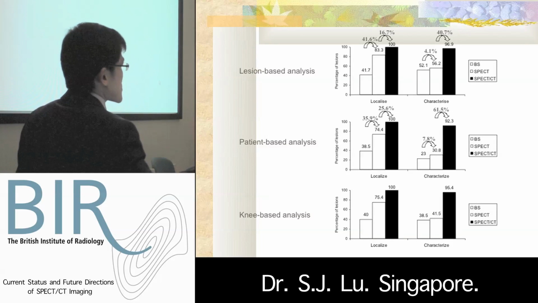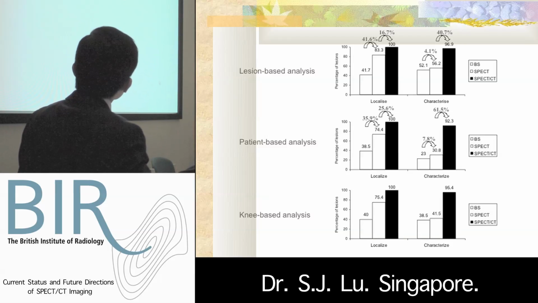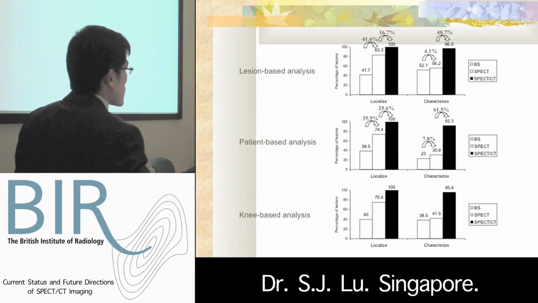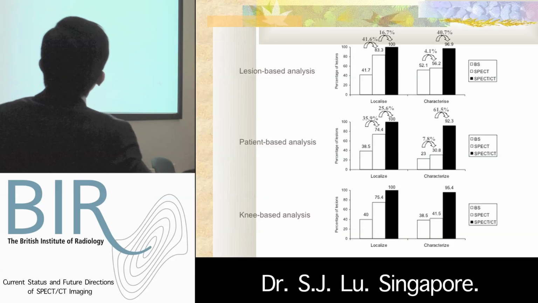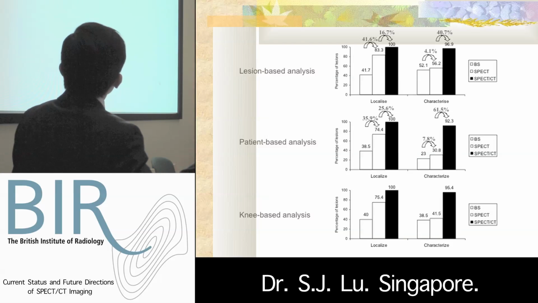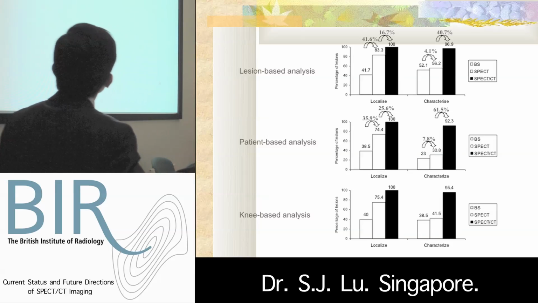This graph summarizes the comparison between bone scan, SPECT, and SPECT-CT for localization and characterization of bone lesions in the knee. Bone scan is accurate for localization of 41% of the lesions in the knee. For SPECT, there's an improvement of 41%, and for SPECT-CT, a further improvement of 60%, all of which are significant.